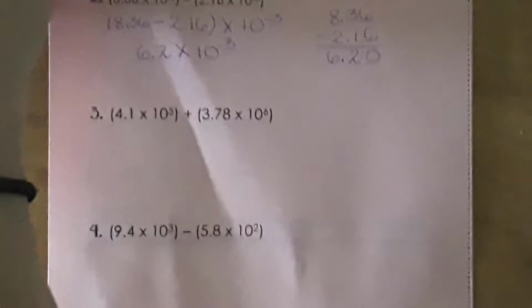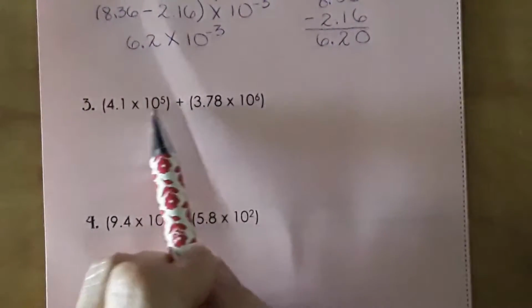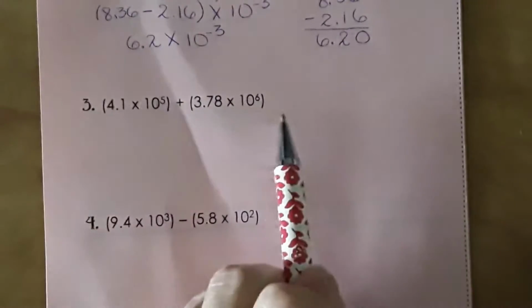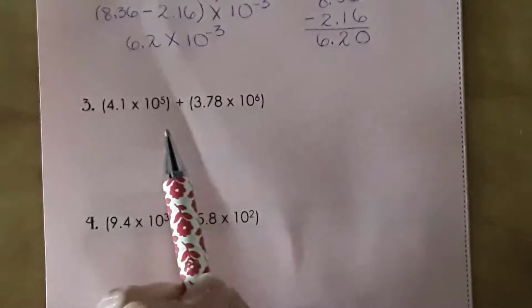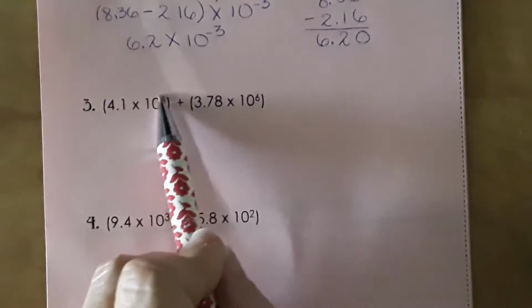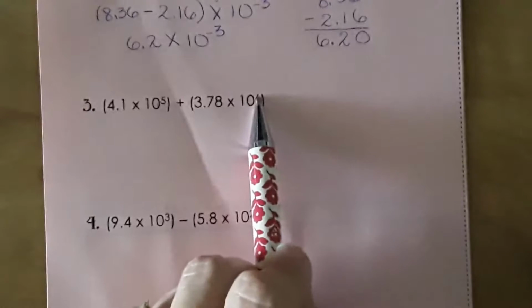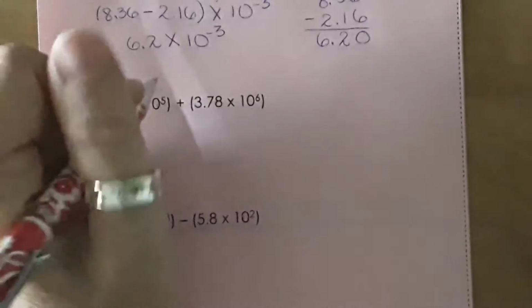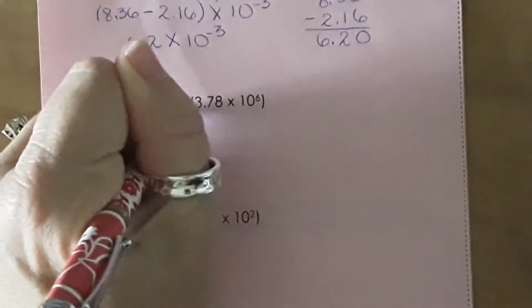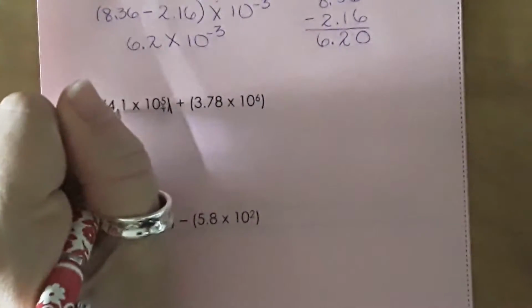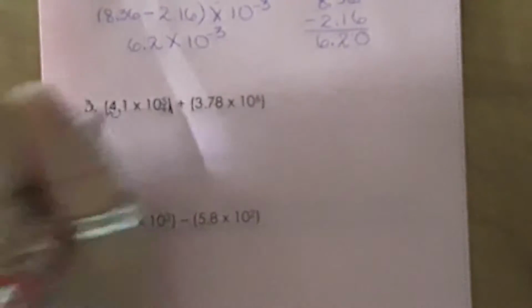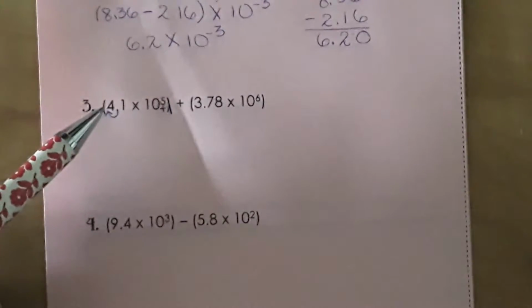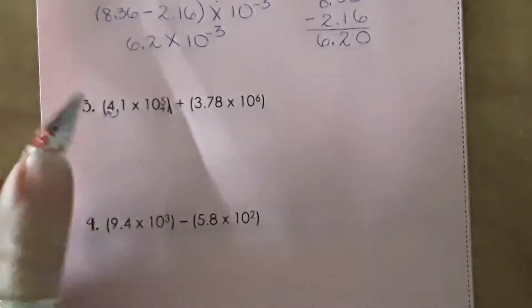All right, let's look at the next one, number 3. I need to add, but the problem is that I have a 5 exponent on the first scientific notation and a 6 on the other one. What I'm going to do is take the smaller and get it to the same number as the bigger exponent. So that means that I need to add 1 here. If I'm going to add 1, I have to move my decimal 1 place to the left. In order to get the exponent to go up, I need to add 1, so I'm going to move to the left.